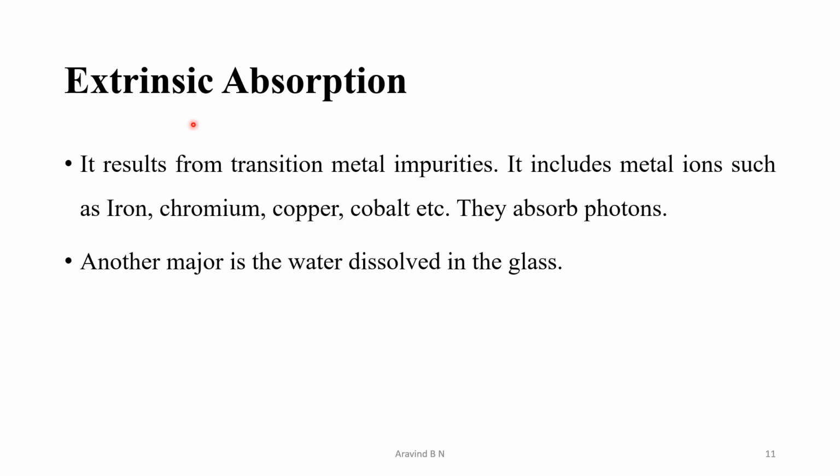Now getting to the extrinsic absorption. As I told you before, extrinsic absorption is going to happen due to the presence of metal impurities. These metal impurities involve iron, chromium, copper, cobalt, etc. And these are going to absorb the photons. One more source of this extrinsic absorption is the presence of water within the glass content.